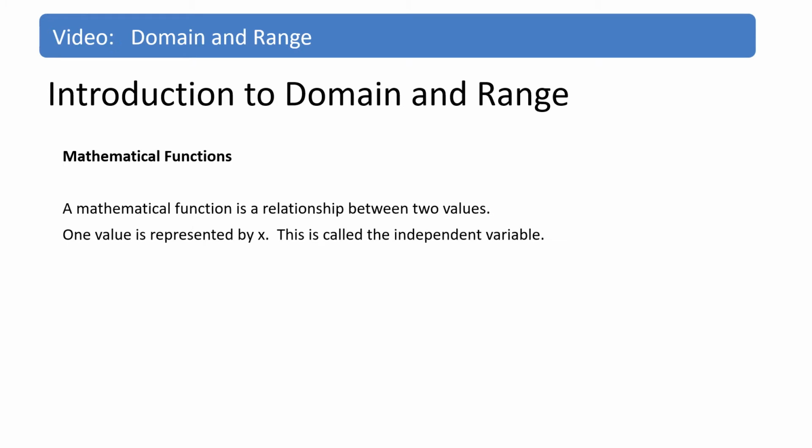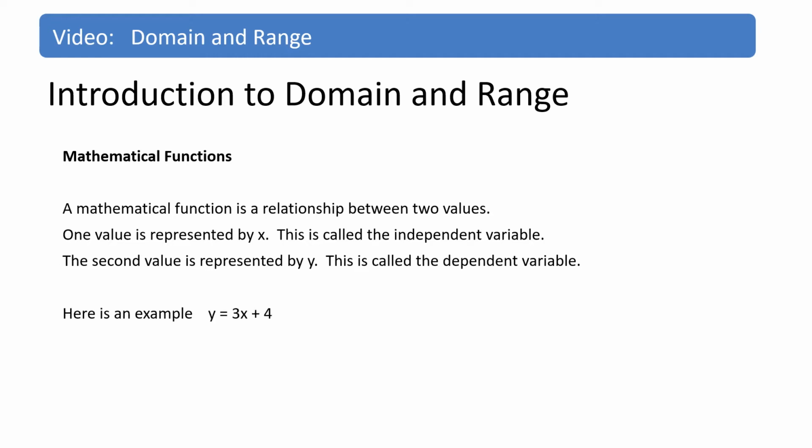One value is represented by x. This is called the independent variable. The second value is represented by y. This is called the dependent variable.